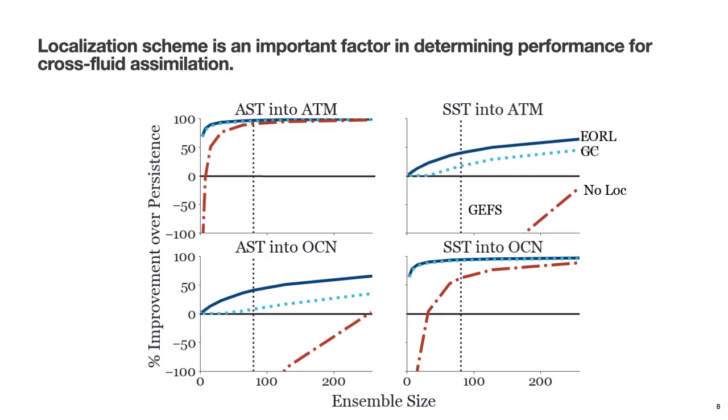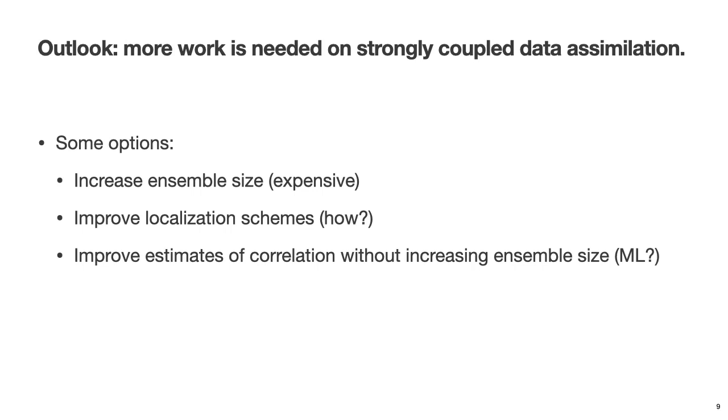And so what we've learned from this, our outlook, is that certainly there is more work needed on strongly coupled data assimilation. There are certainly situations where we've seen advantages for strongly coupled data assimilation over weakly coupled data assimilation, and that's consistent with previous literature as well. However, in order to actually realize these gains in an operational, real world, global system, we're going to need to do some work.